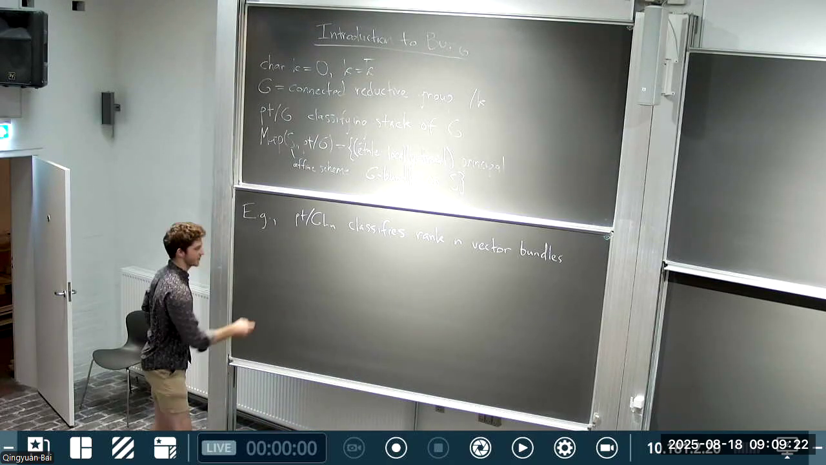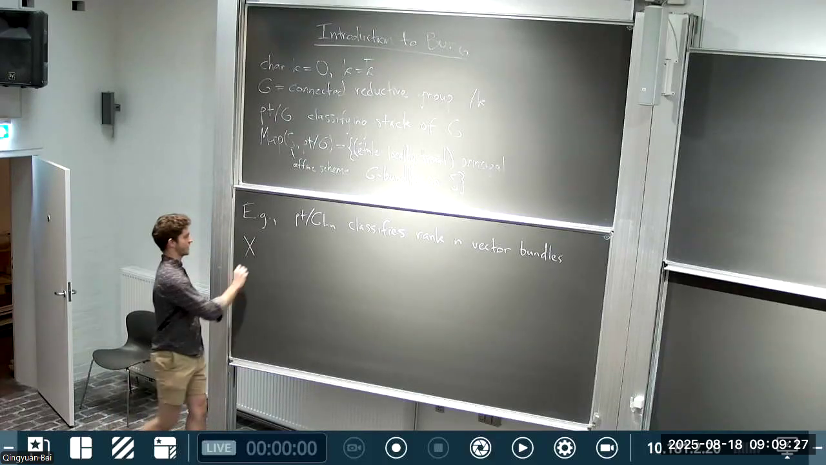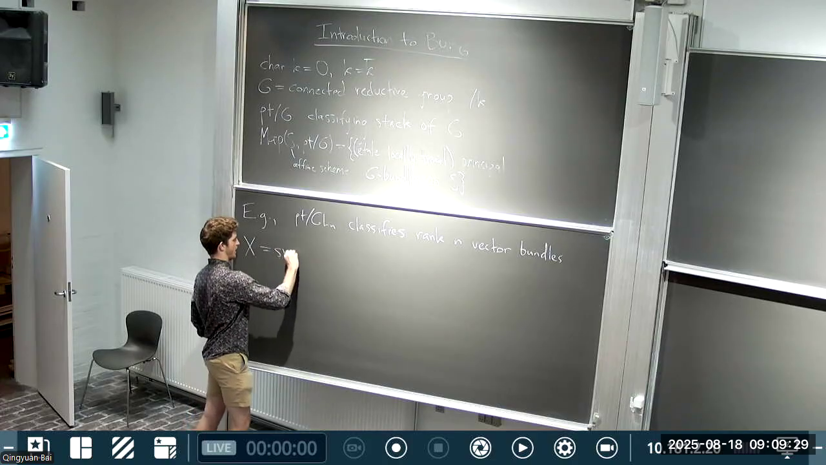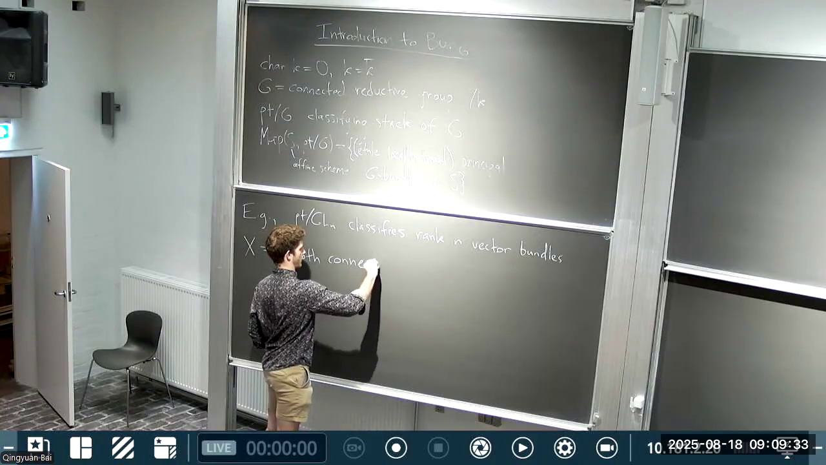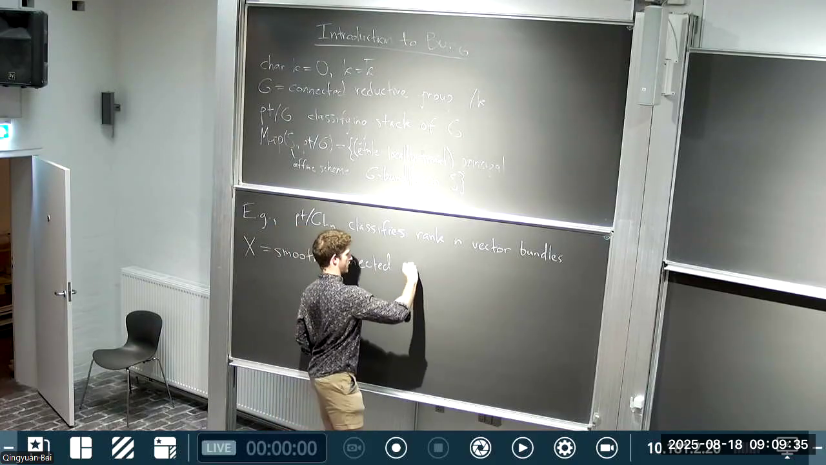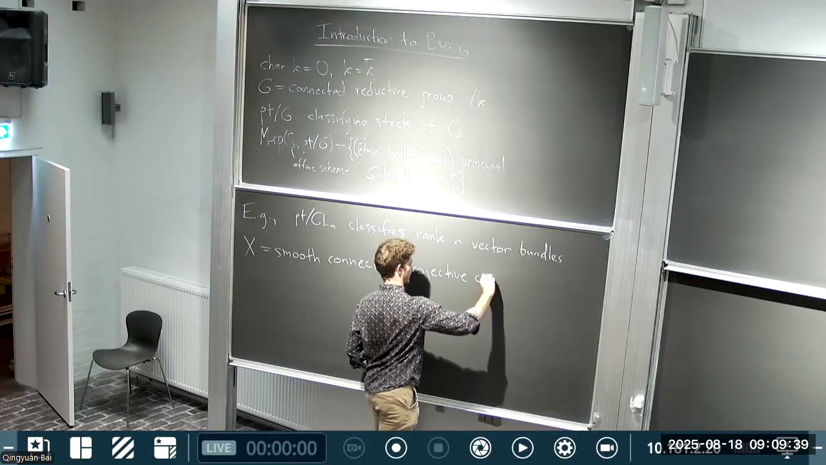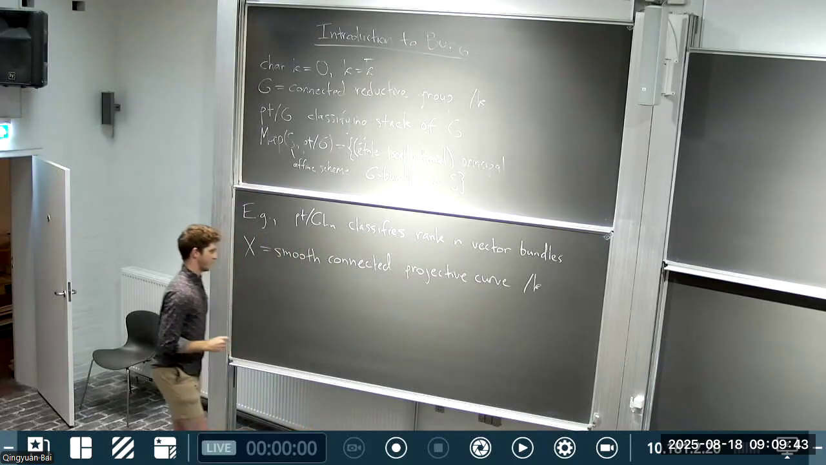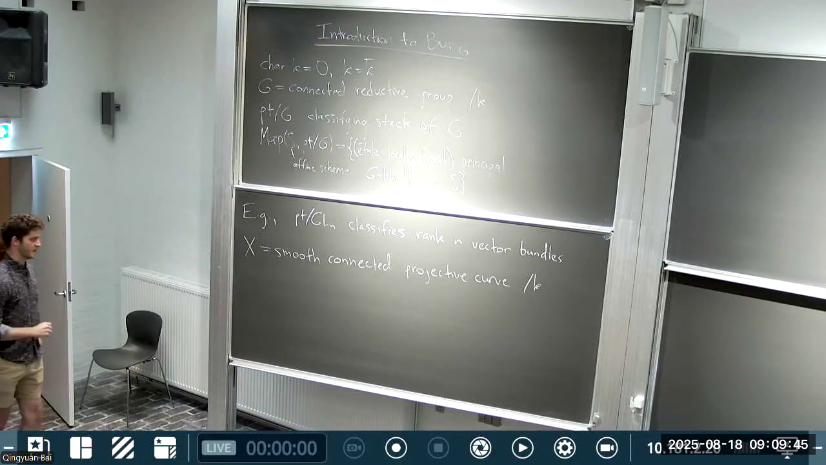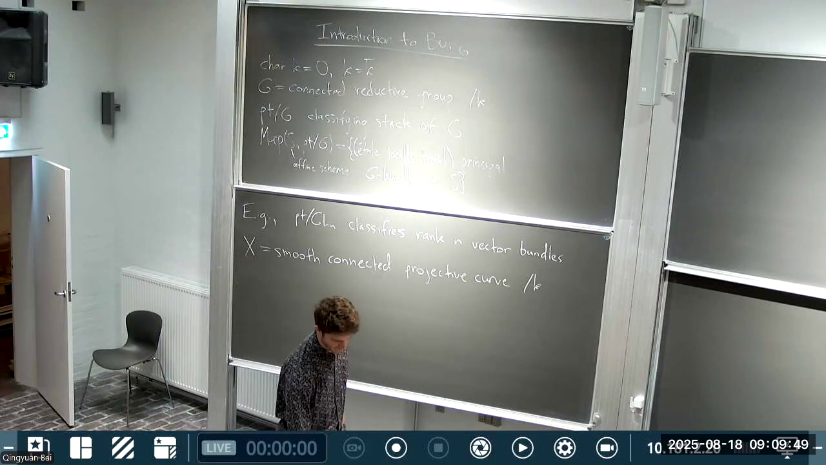Okay, so then the next main character is X. X is going to be a smooth, connected, projective curve. Okay, so if k is the complex numbers, this is like a compact Riemann surface.